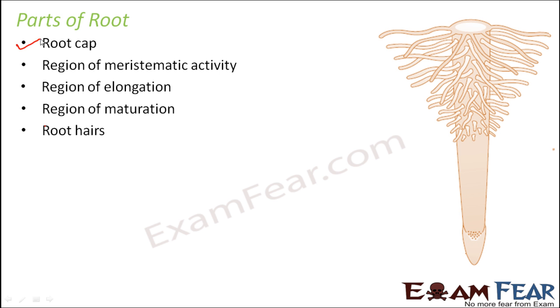So let us quickly see what these parts are. When I say root cap, what is a cap? A cap is like an outer covering to something. For example, we wear a cap on our head, right? So this cap of the root is the tip of the root. You see a cap-like structure here. Next is the region of meristematic activity. Where is it? Just slightly above the root cap. Do you see this region where a number of cells are dividing and growing? This region of active cell division is the region of meristematic activity.